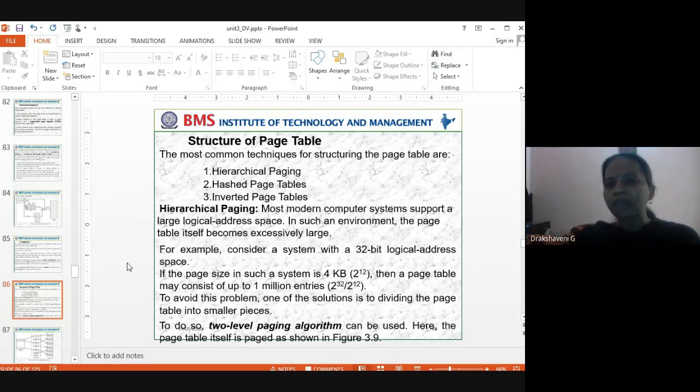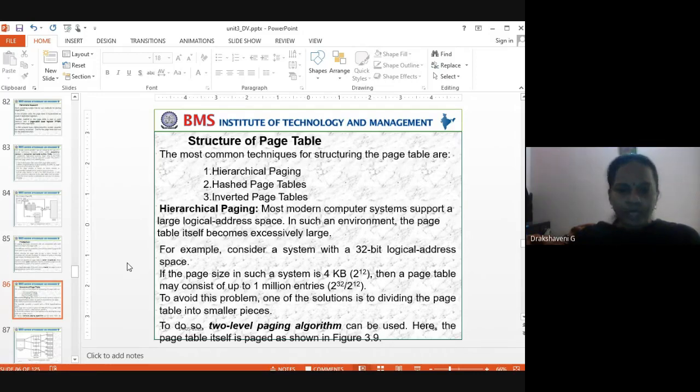Next, we have the structure of the page table. The most common techniques for structuring the page table are hierarchical paging, hashed page table, and inverted page table. We'll see all these three one by one. The first one is hierarchical paging. What do we mean by hierarchy? Suppose we consider grandfather, father, son. Grandfather is first, the next level in the hierarchy is father, next is son. Here we have something called a hierarchy of pages. We'll see what we are doing in hierarchical paging.